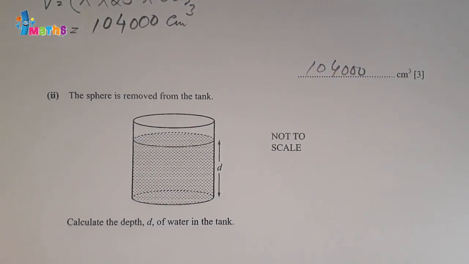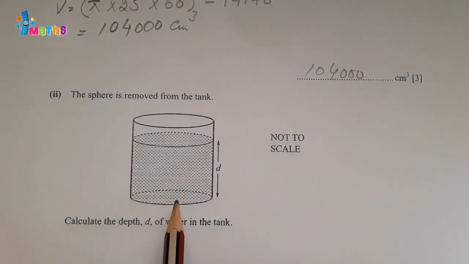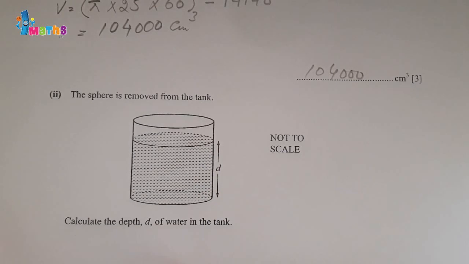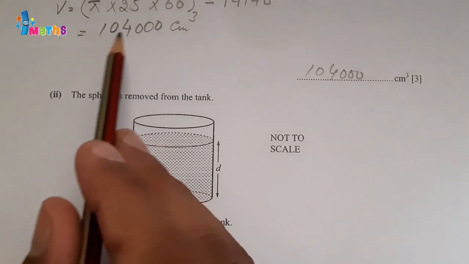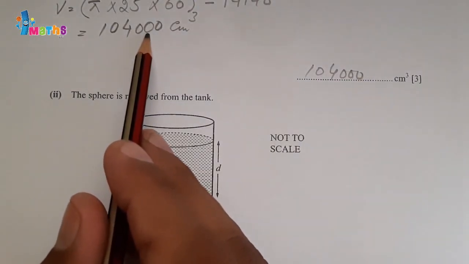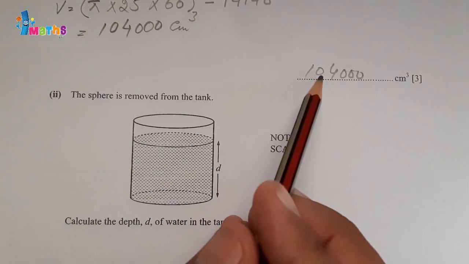Part 2, the sphere is removed from the tank. Now this is removed, the sphere is removed. This is the only water in the tank. Calculate the depth, D, of water in the tank. So we have to calculate the depth. For calculating depth, we will be using the formula. Basically, we'll have to subtract from this volume. This is the volume of water with sphere. So this is the volume of water without sphere.